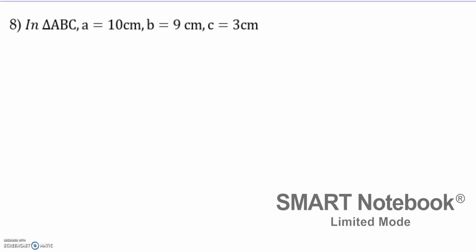Hi everybody, in this video I'd like to redo number 8. The first angle A was correct on the answer key, but angles B and C were not. So I'd like to go through my work here if you would like to use it.